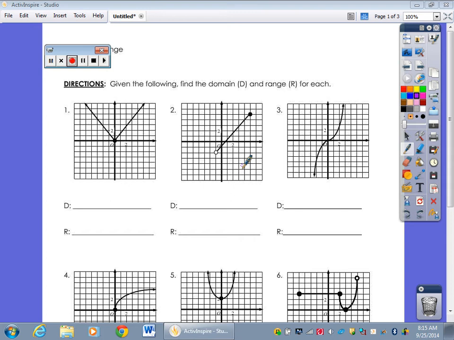Okay, so domain and range. Given the function, you have to come up with the domain and range. Remember that we're going to write this in interval notation, so we're going to be using brackets and parentheses. Okay, so domain is how wide the graph is.